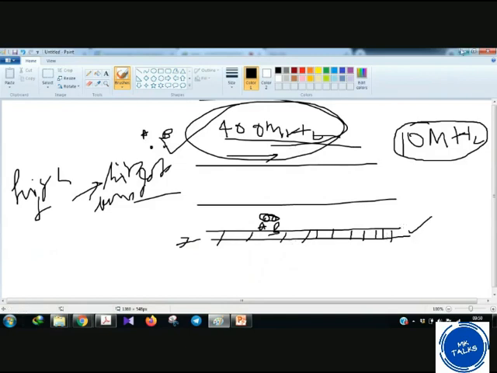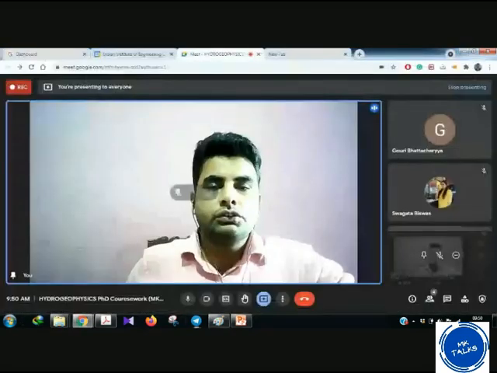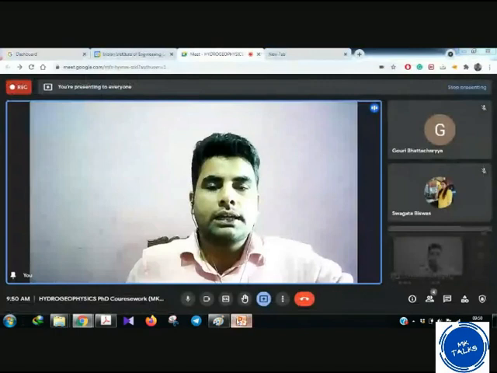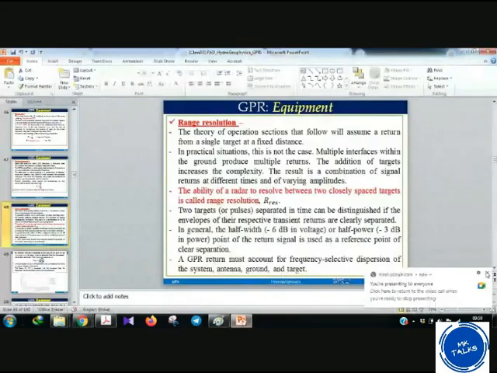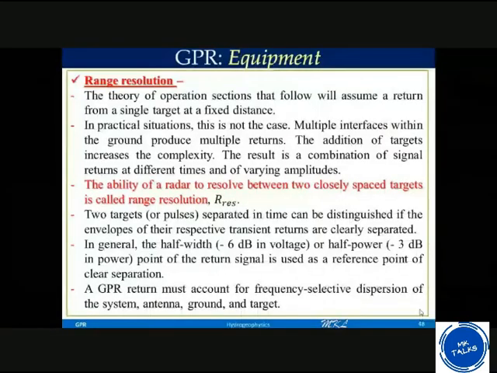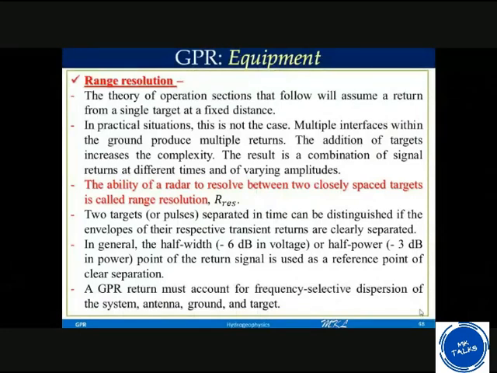Okay, so that's how the range resolution works. Range resolution, the theory of operations, is the ability of the radar to resolve between two closely spaced targets. Remember that you might have to write short notes on this in your exam. The ability of radar to resolve between two closely spaced targets is called the range resolution. Two targets separated in time can be distinguished if the envelopes of their respective transient returns are clearly separated. Half width, half power, you want to understand.